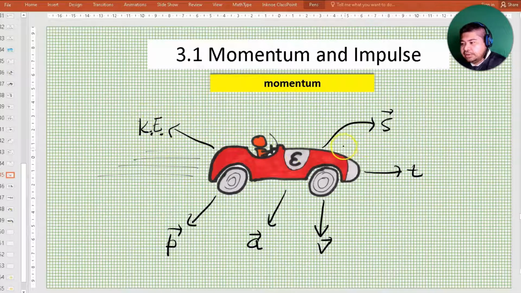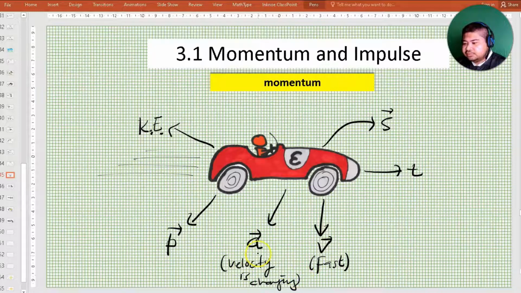The quantity displacement tells us how far the object has moved, and the quantity time tells us how long the car has moved. The velocity tells us how fast an object is moving, and acceleration is how fast the velocity is changing. So every quantity tells us something about the motion.